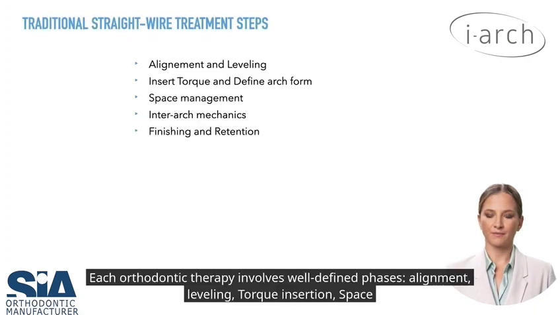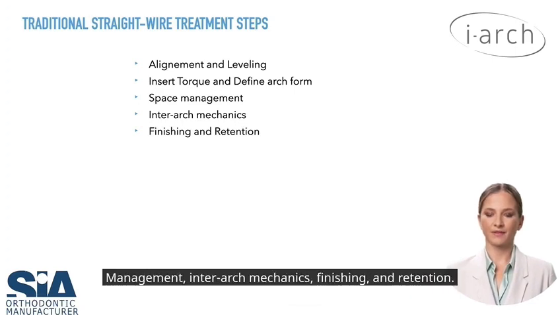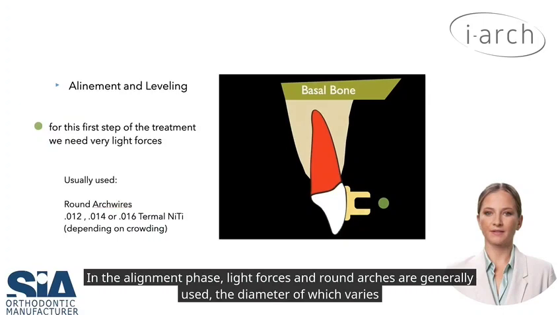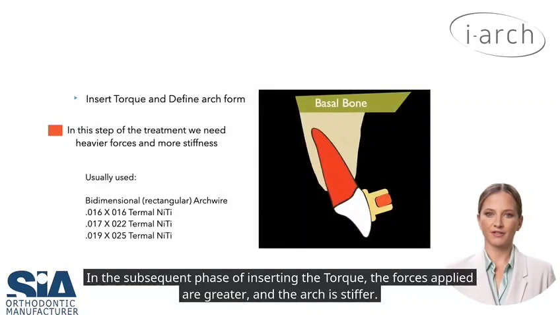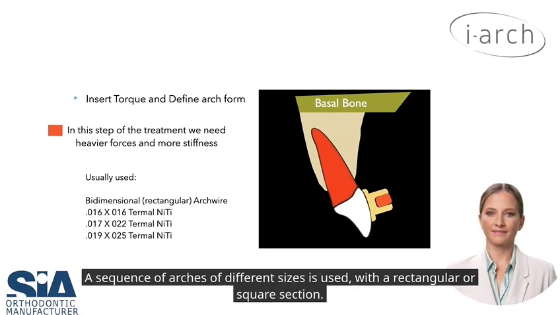Each orthodontic therapy involves well-defined phases: alignment, leveling, torque insertion, space management, inter-arch mechanics, finishing, and retention. In the alignment phase, light forces and round arches are generally used, the diameter of which varies according to the tooth crowding. In the subsequent phase of inserting the torque, the forces applied are greater, and the arch is stiffer. A sequence of arches of different sizes is used, with a rectangular or square section.